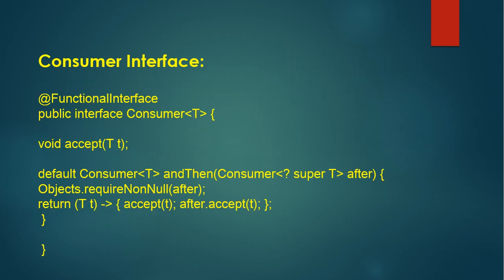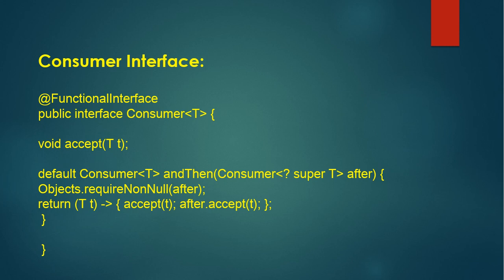And this is the consumer interface. As we have already discussed, it has one abstract method which is accept. It does not return any value, but it accepts a value. So using the lambda expression, when we give implementation to this method, we would be giving the actual implementation of what this accept method needs to perform. And there is also another method which is not an abstract method. It is a default method, introduced as part of Java 1.8.